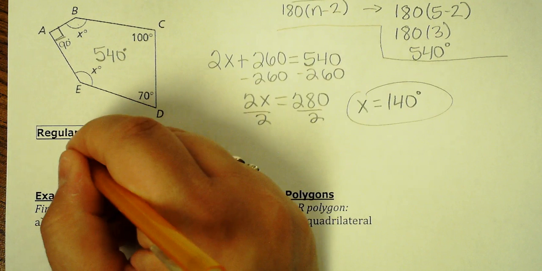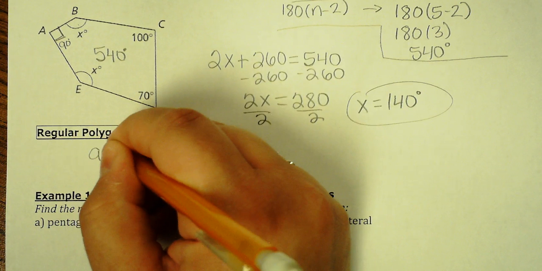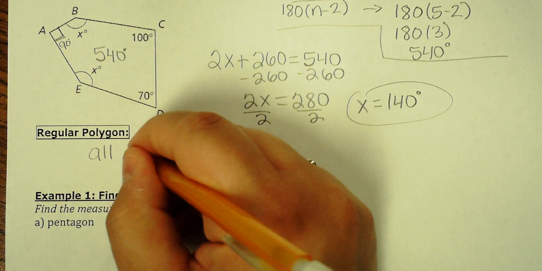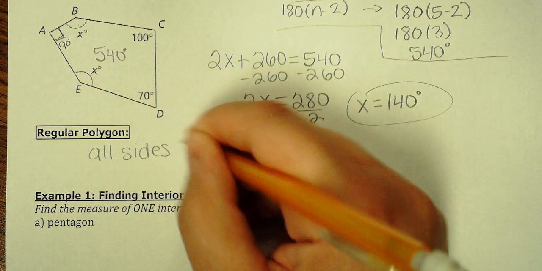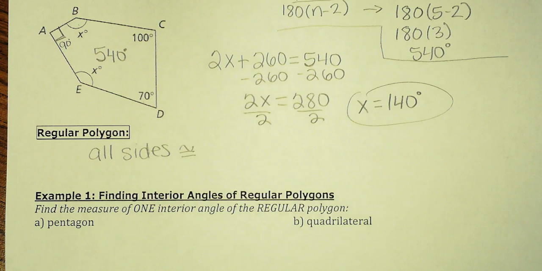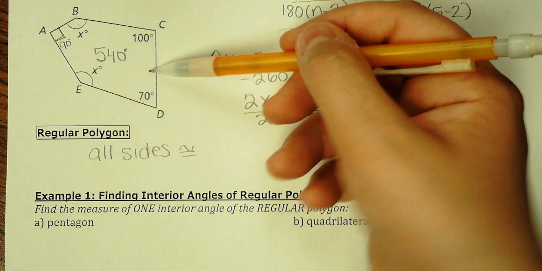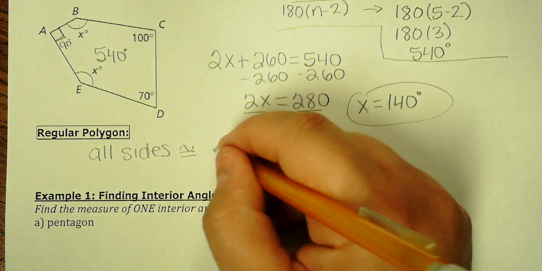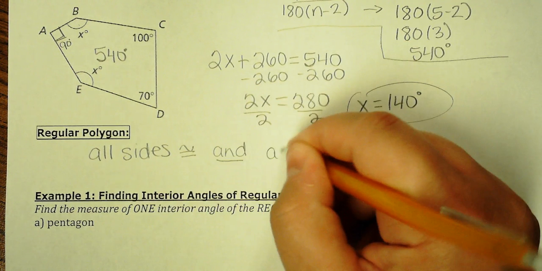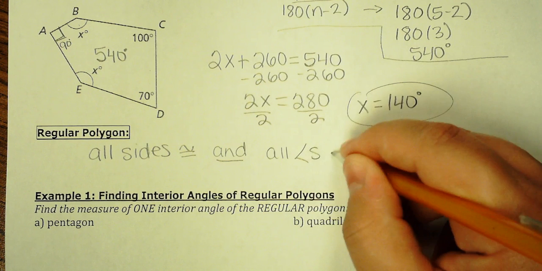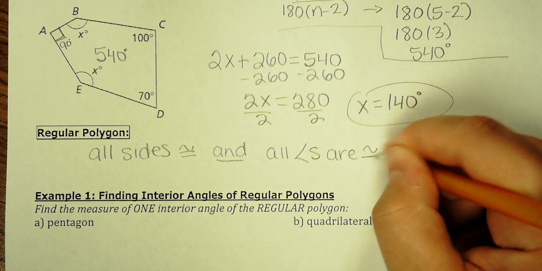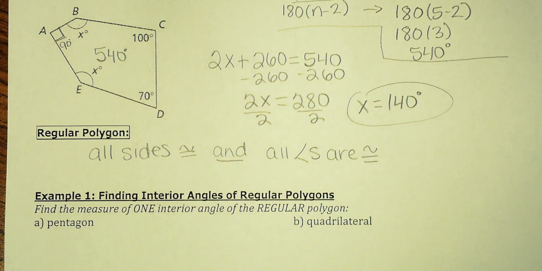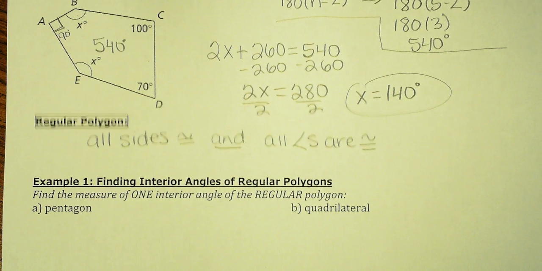So regular polygon means all sides are congruent. So if I had a pentagon, for example, this is not a regular pentagon, all 5 sides would be the same length, and all angles are also congruent. So if I had a pentagon, and I was talking about a regular pentagon, all 5 of the angles would be the exact same measure. And we're actually going to deal with that in our first example down here.